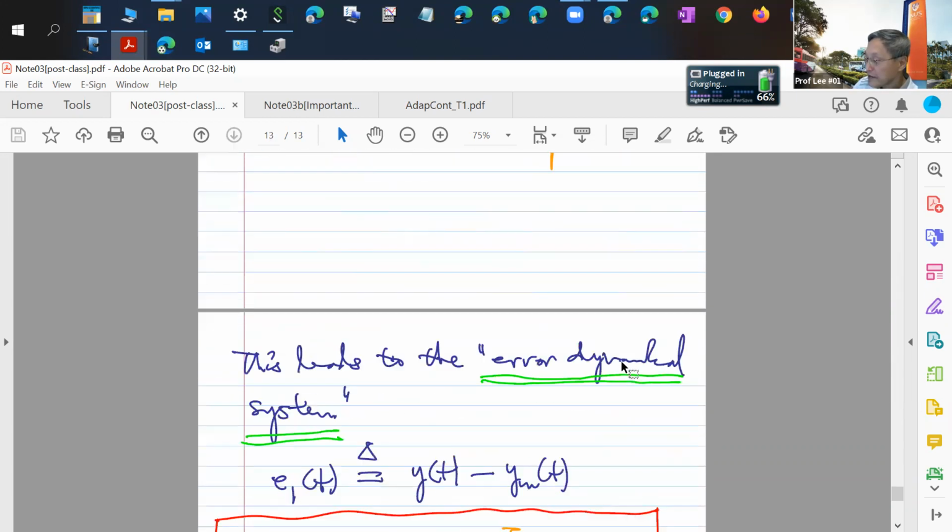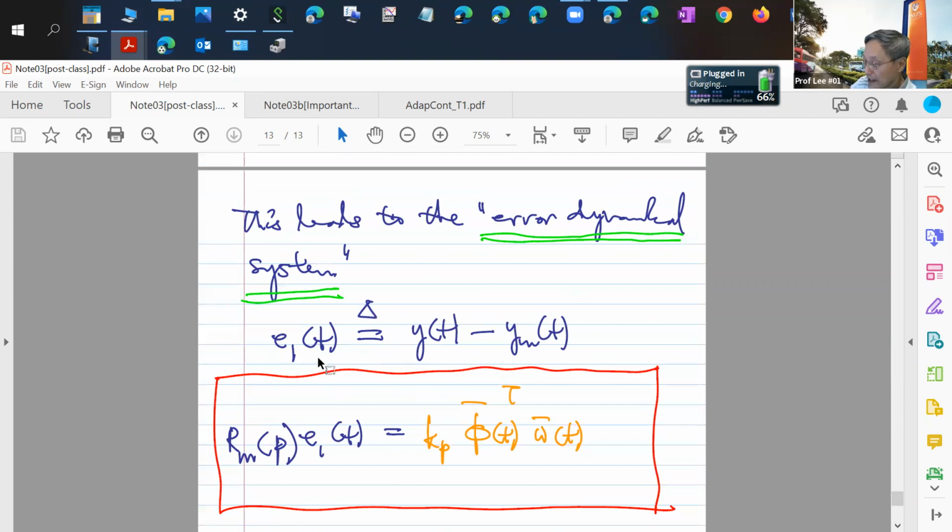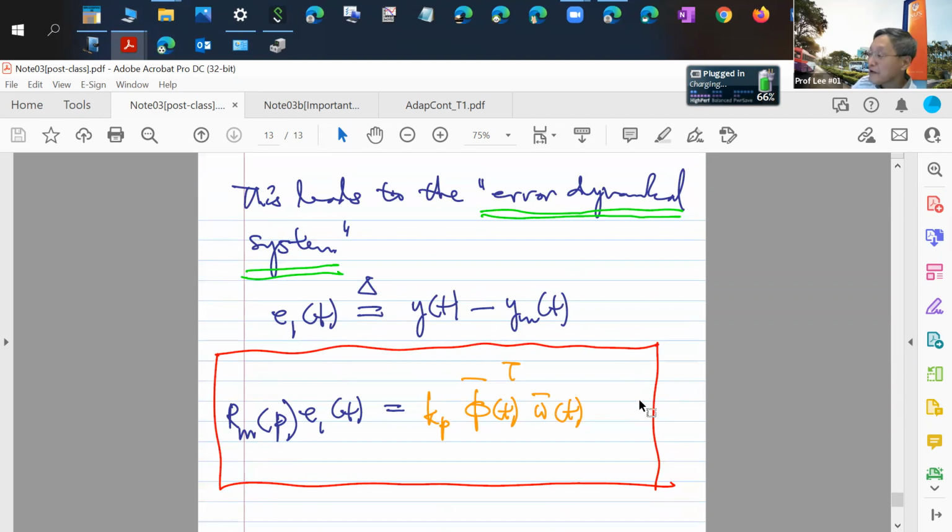After you rearrange, you check the tracking error. From above, you see the tracking error now comes out to be this equation: Rm, your reference model polynomial, operating on the output error e1, which is the output tracking error, equals Kp phi bar transpose omega bar. It comes to this, and we now will have to work with it. So this was what we did up to last week.